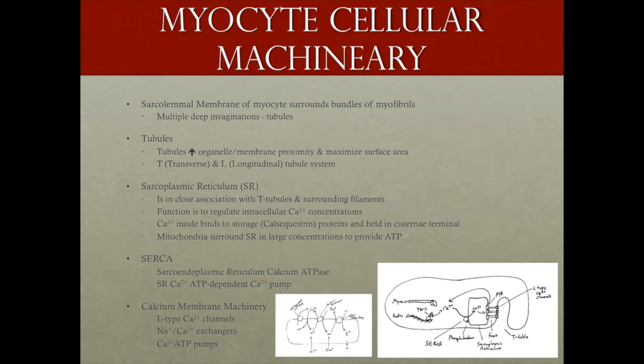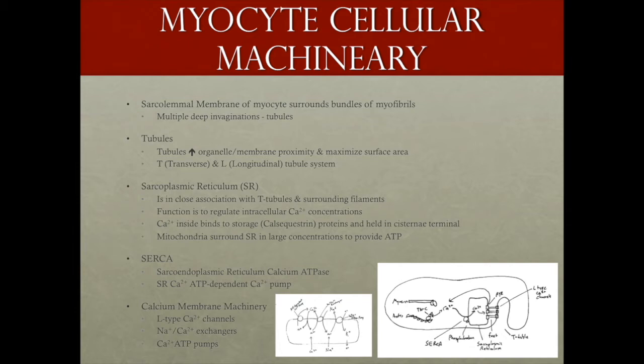You have two types of tubules. You have transverse tubules, which move perpendicular to the length of the sarcomere and are at the outer portions of the cell. Deep within the cell, you also have longitudinal tubules, which run along the length of the sarcomeres. Again, the purpose of the tubules is to increase the organelle membrane proximity and to maximize surface area for electrolyte exchange. Adjacent to these cell membranes in these tubules is your sarcoplasmic reticulum. It is in close association with the T-tubules and the surrounding filaments.